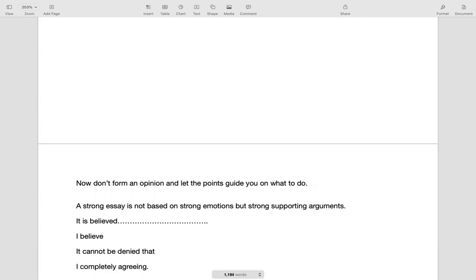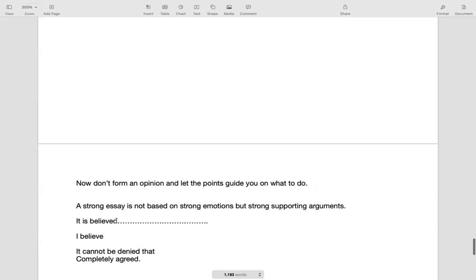You've already agreed with the answer. You said it cannot be denied. That means it is true, right? There's no doubt in your head that this is true because it cannot be denied. So then you don't need to write the next statement, because you have already done what? You have completely agreed. So that's wrong in this case.